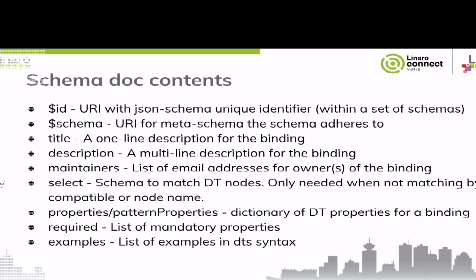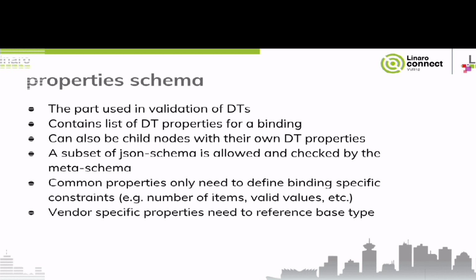So going into what the schema docs look like, this is the list of top-level keys in the document. I'm not going to go through every one here, but all but maintainers and select are standard Json-schema keywords. The guts of the validation schema is under properties or pattern properties schema. This is typically a list of all DT properties for a given binding, and can also be child nodes in some cases where a given binding has child nodes. Example of this is CPU's binding for ARM, and then under that has CPU nodes.